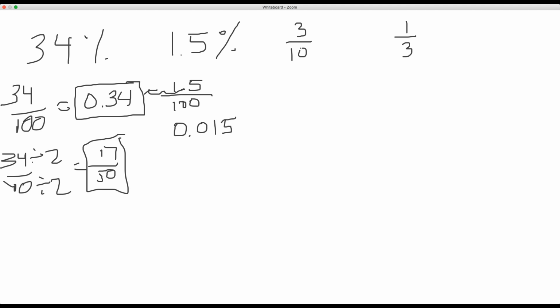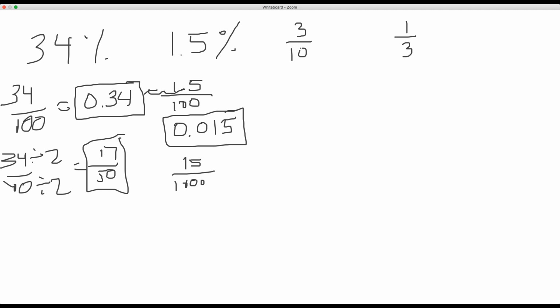0.015. Now that you have 0.015, you have your decimal. Use this decimal now to put it into a proper fraction. And how do you do that? Well, you look at it and say, what place value is that 5 in? That 5 is in the thousandths place. So that technically means 15 over 1,000.